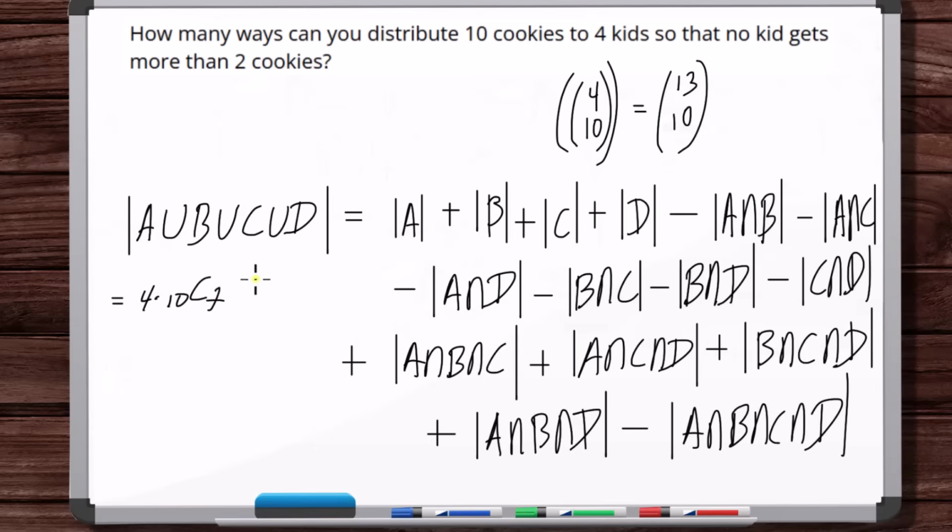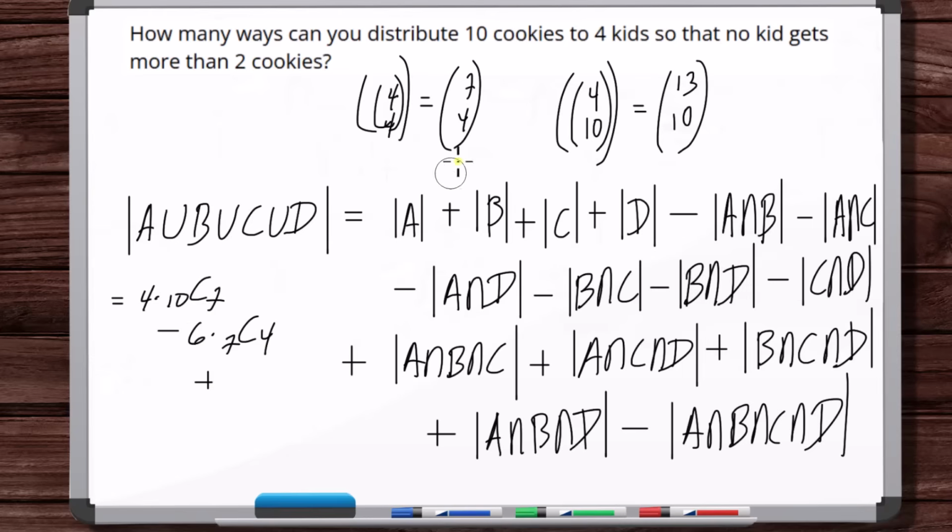Now, let's see. What about A intersection B? That's when 2 kids have at least 3 cookies. So there are 6 slots already gone, so you're left with 4 slots. And you're choosing from a group of 4 kids for 4 slots. So that's 7 choose 4. And there's 6 of these, because this could be the same thing. So 6 times 7 choose 4.